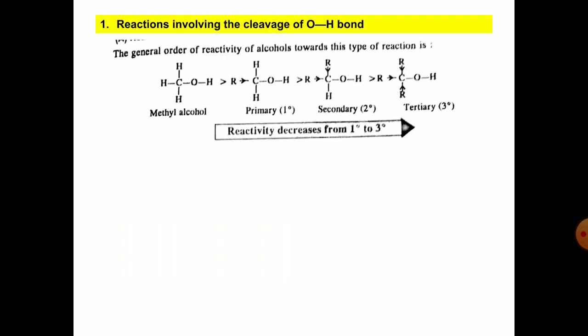Which bond will be cleaved? The OH bond. That means we shall prove it is acidic, because when a substance gives an H+ ion, it becomes an acid. So if the OH bond is broken, then it becomes an acid. So out of these four compounds, in which case will the OH bond be broken easily?